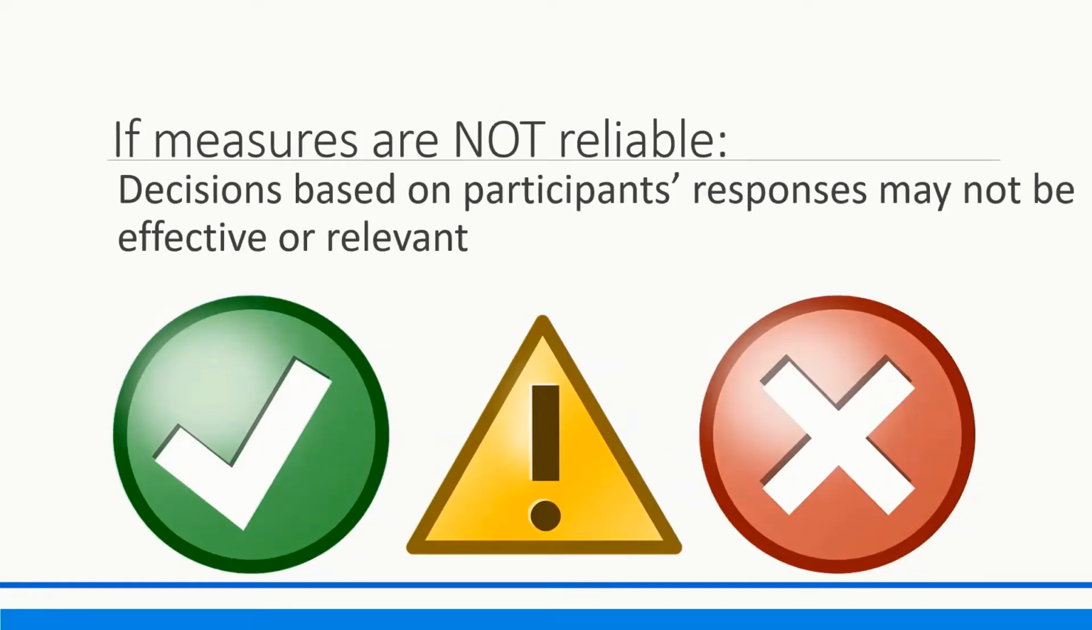The second consideration for a measure that's not reliable is that decisions based on participants' responses may not be effective or relevant. A lot of programs will make decisions based on participants' responses for their measures that might have implications to funding or what programs are offered next. And it's important to have measures that give accurate and meaningful data.